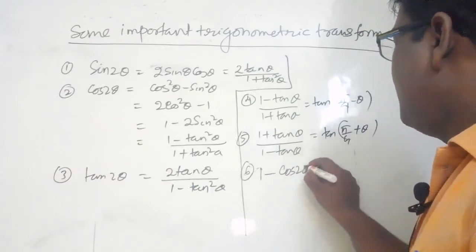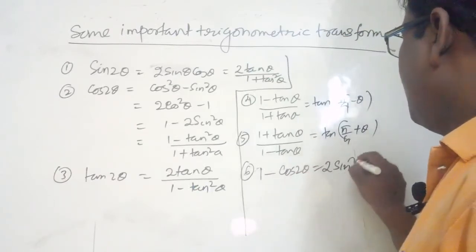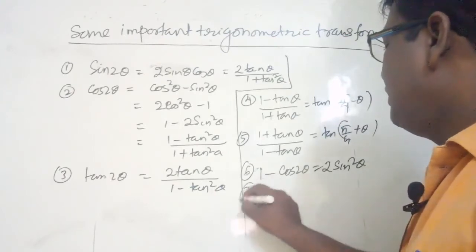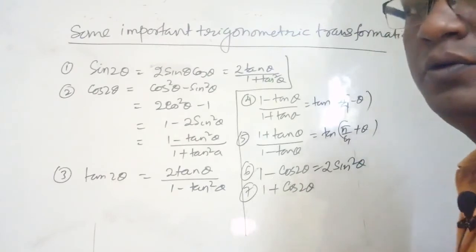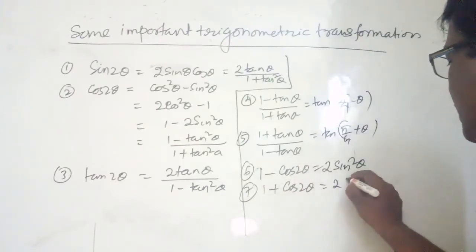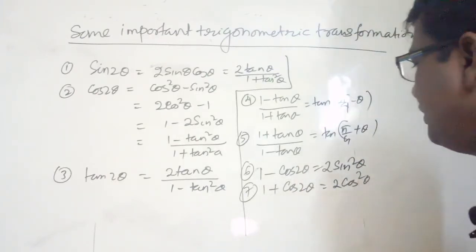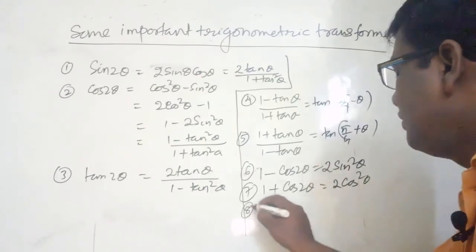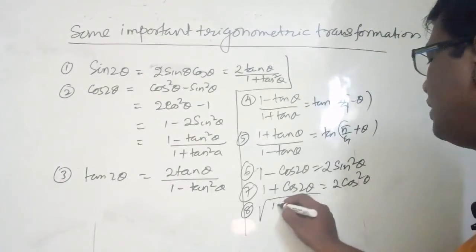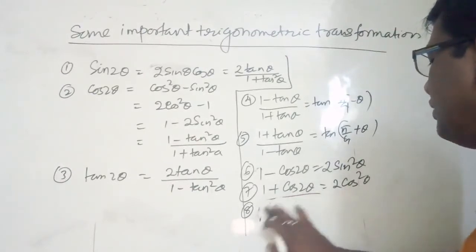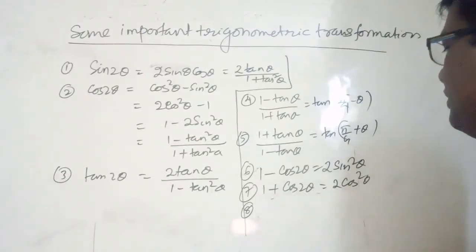Formula 6: 1 minus cos 2 theta is equal to 2 sin square theta. Formula 7: 1 plus cos 2 theta is equal to 2 cos square theta. Formula 8: root over 1 minus cos 2 theta, not required right here.